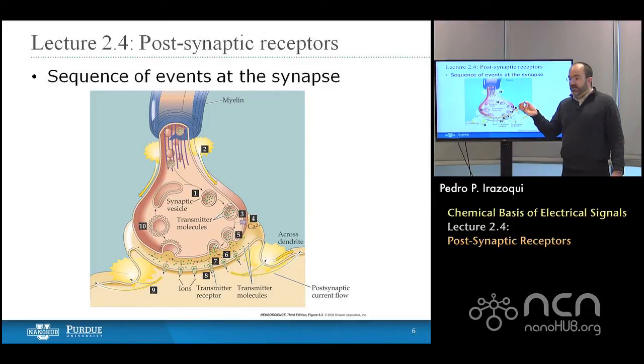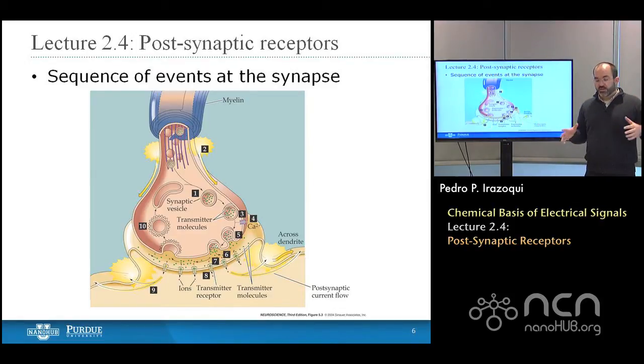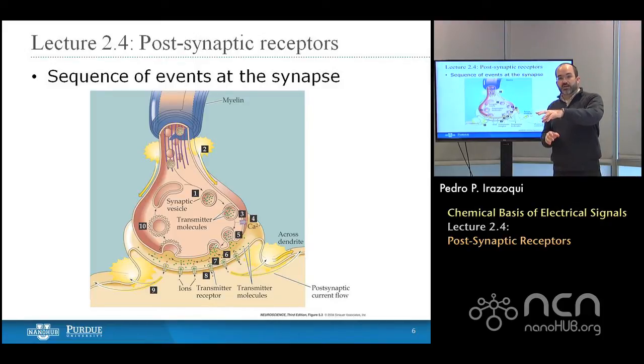When that happens, those ion channels open up and sodium ions rush in, the cell depolarizes, and you've got yourself a postsynaptic potential, which then propagates away from the synapse in all directions. But the only one we care about is the one that propagates towards the soma, to the axon hillock, and there it adds up with all the other postsynaptic potentials, and if the threshold voltage is exceeded, then a new action potential is generated, and that travels down the axon of that postsynaptic cell.